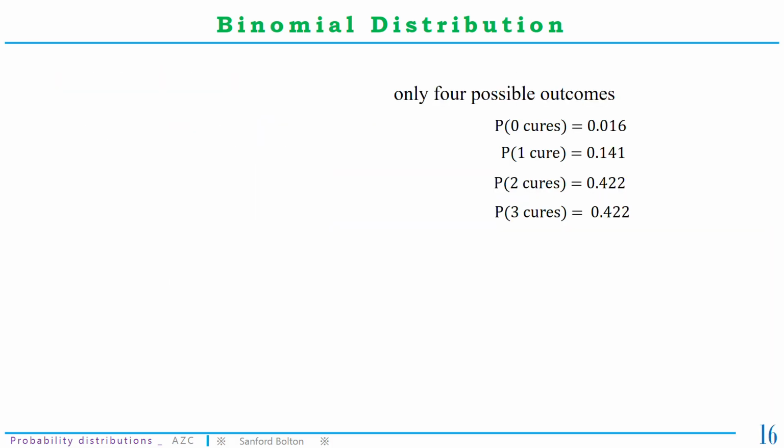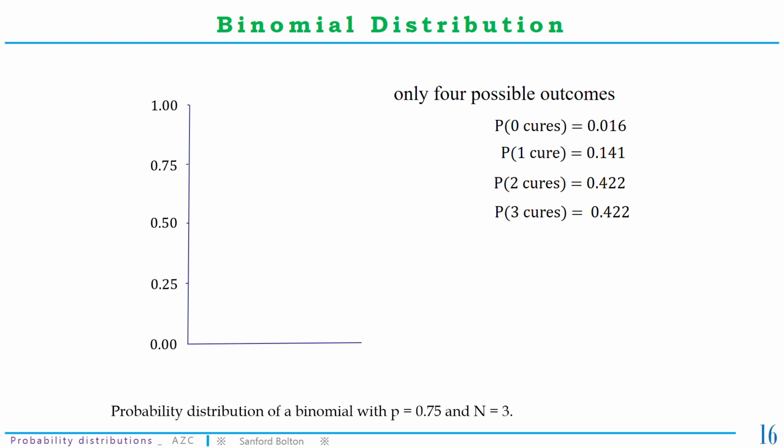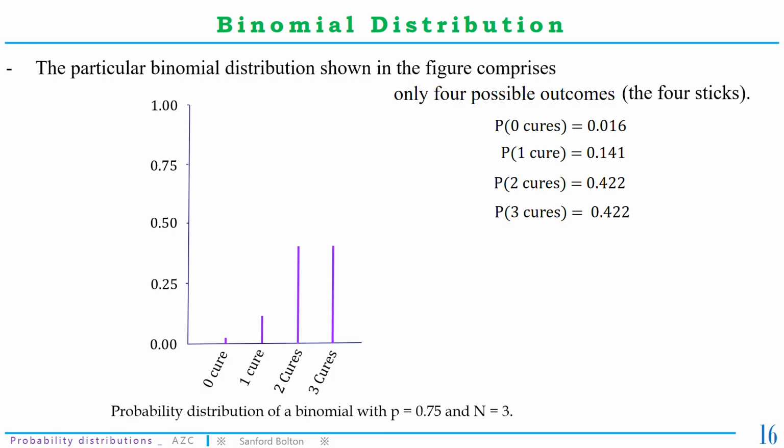In this example, there are only 4 possible outcomes. Let's draw a plot of the probability distribution of a binomial with P equal to 0.75 and n equal to 3. The 4 possible outcomes with probability are represented as four bars. The particular binomial distribution shown in the figure comprises only 4 possible outcomes.